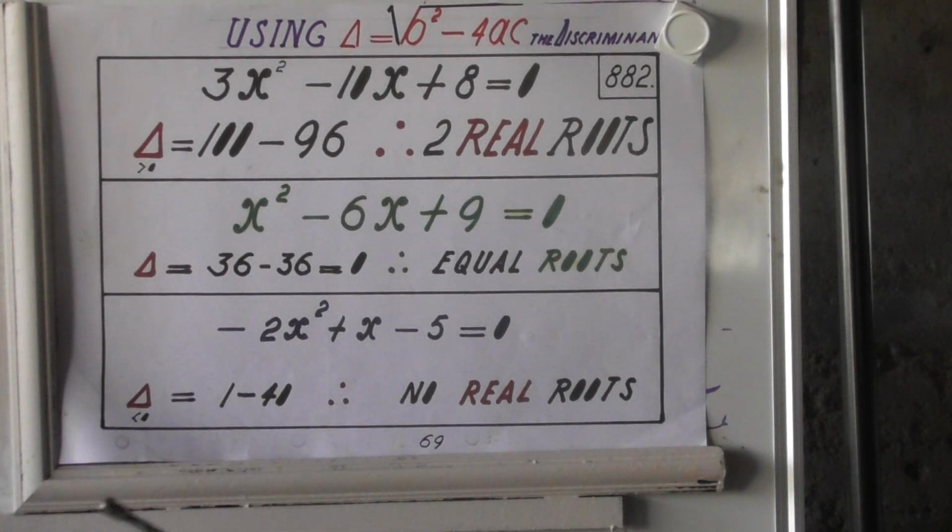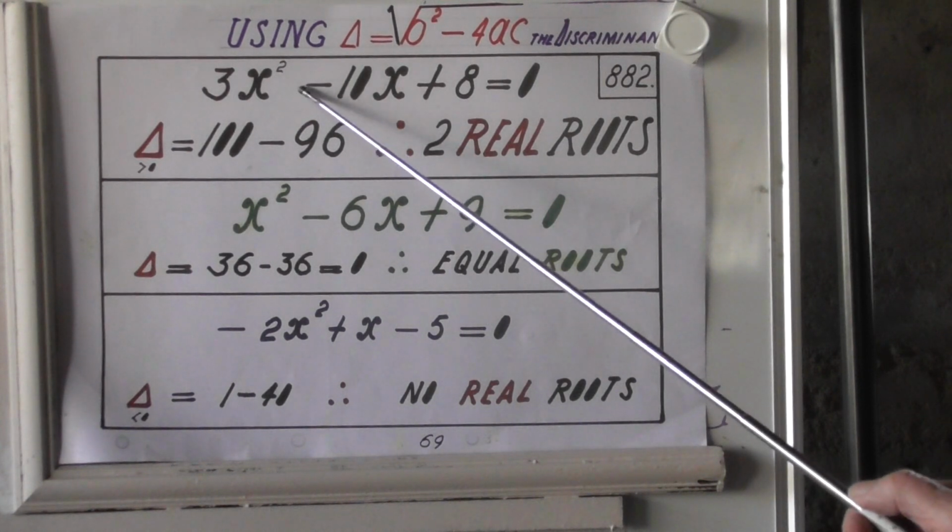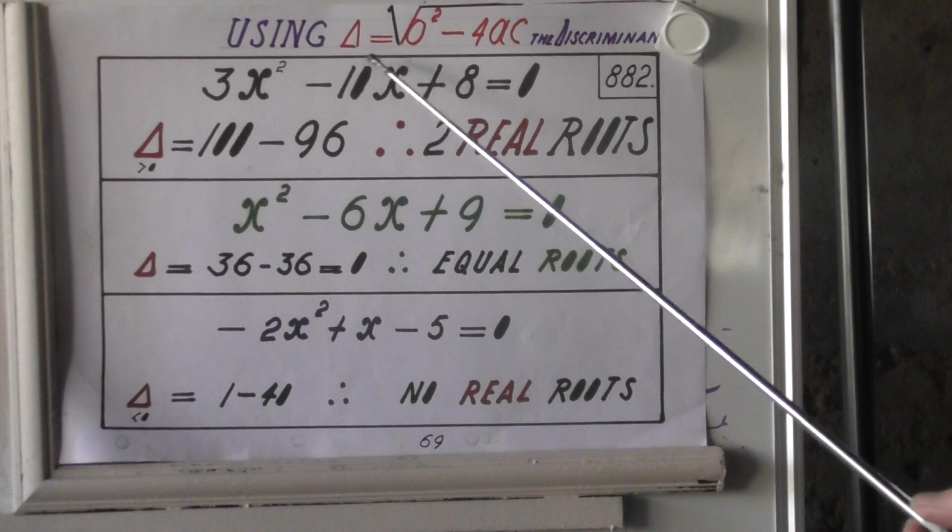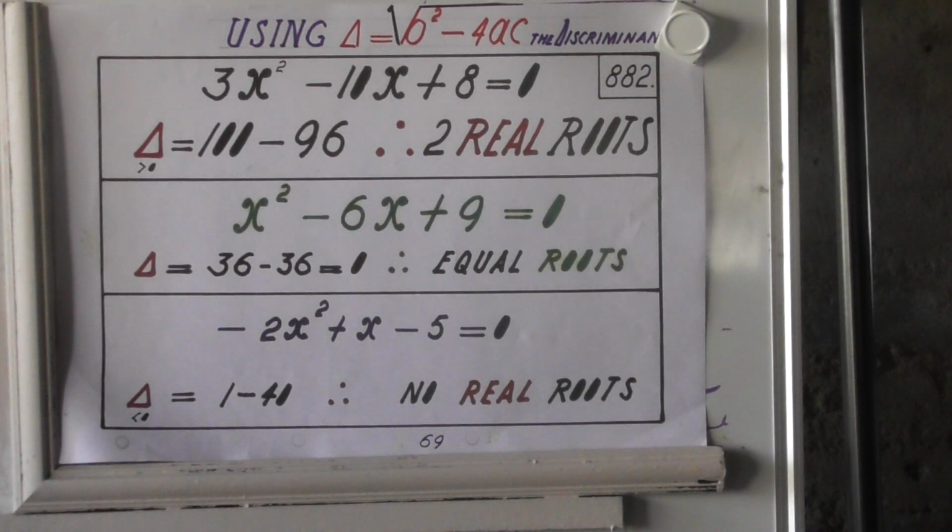So we put that in the formula. So we have negative 10 positive 2 or negative 10 negative 2, and then divided by 2a. Divide by 6.